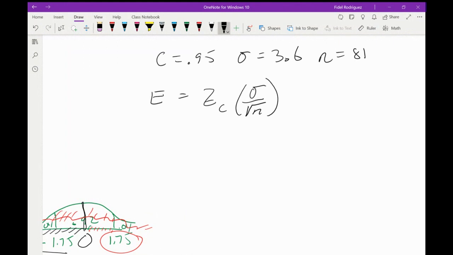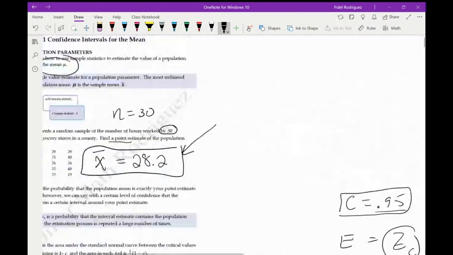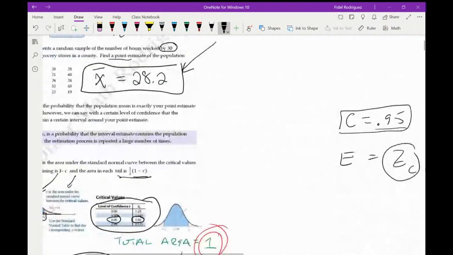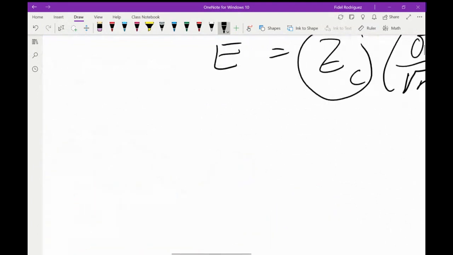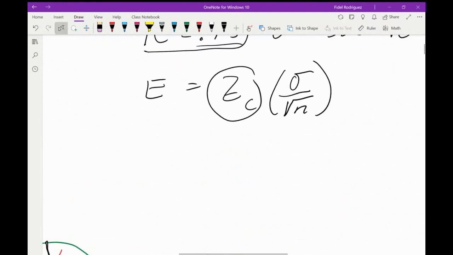Okay, so if I were to come back and say, what's the critical value when I'm using a confidence interval of 0.95? That's when we said we can use this portion right here. Since it was a 95%, we can use 1.96, right? So this number is a 1.96.